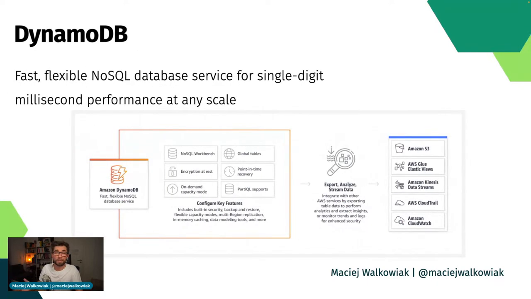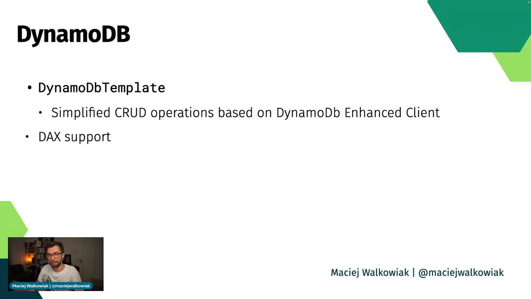DynamoDB. DynamoDB is, I think, one of the most popular NoSQL databases in general, but definitely the most popular in AWS. We've added a DynamoDB template, which sits on top of DynamoDB enhanced client, and it simplifies the CRUD operations. You will see in a second how it does it. And we've also added DAX support. DAX is like a layer on top of DynamoDB that works as a caching layer. So again, you just add the DAX dependency, set the DAX URL, and for the application it will be completely transparent, but you will just hit DAX first before it goes to DynamoDB.